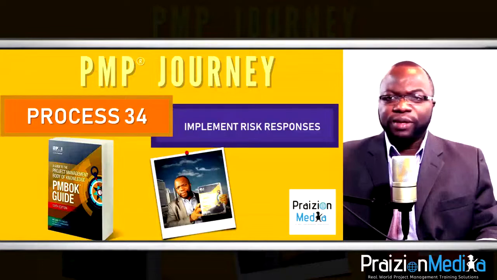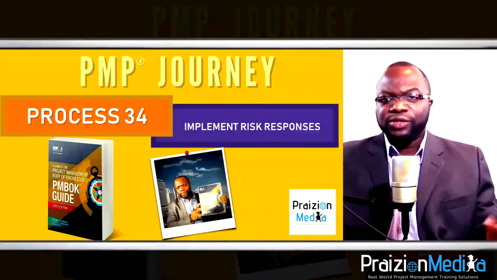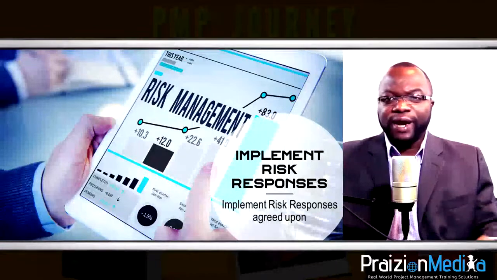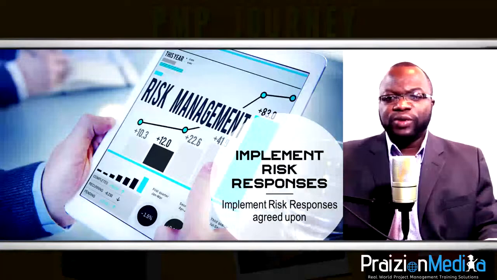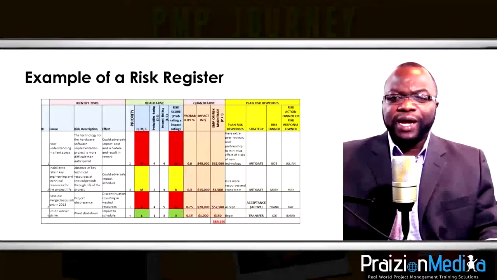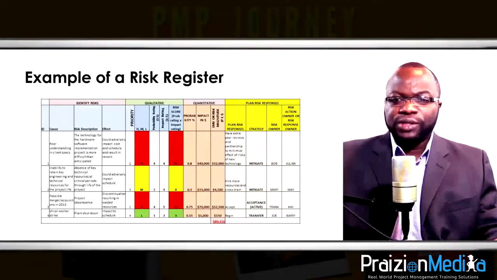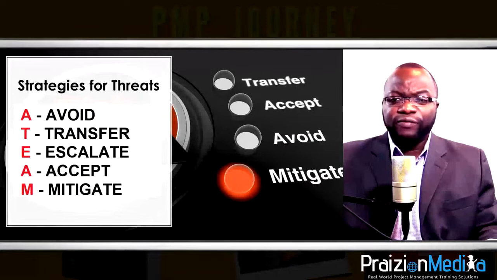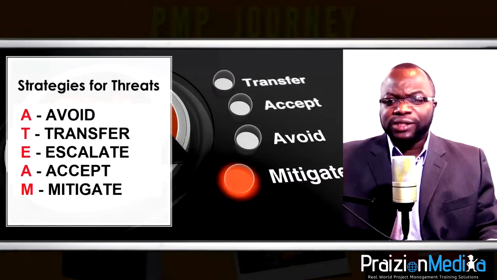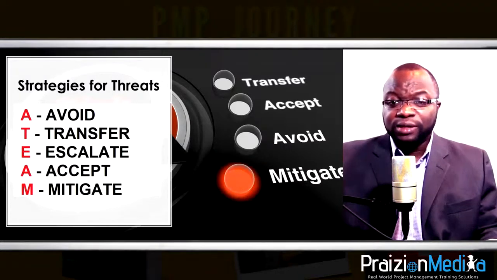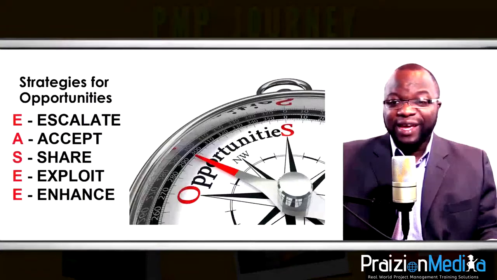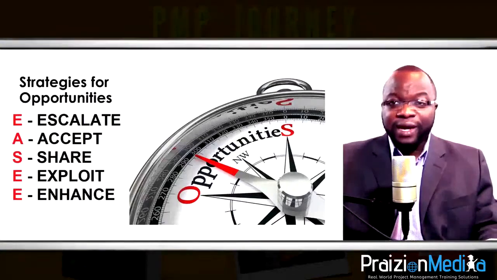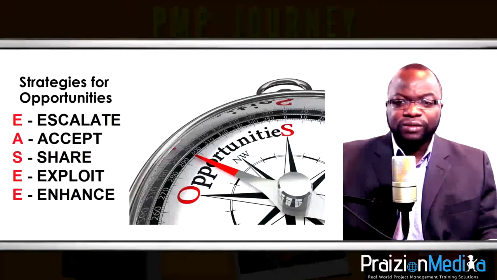Process 34, implement risk responses. So you've planned your responses. Well, this is where you carry out the responses. This is where you are actively executing your planned risk responses with risk owners and risk action owners taking ownership for actions they need to take to curtail, contain, or avoid risks. This is a practical hands-on process to transfer, avoid, mitigate, accept, share, enhance, exploit, and escalate risks.